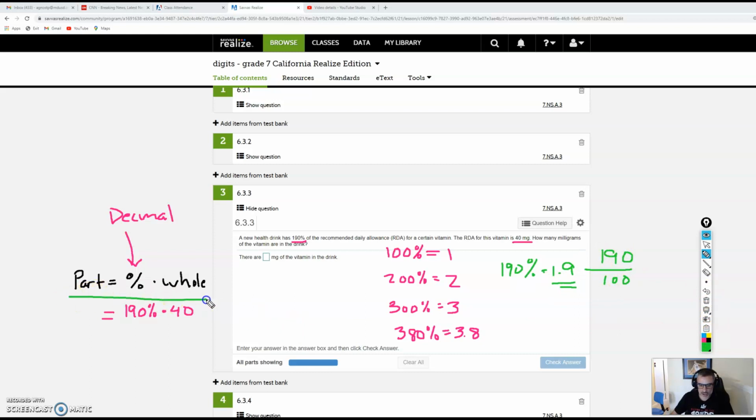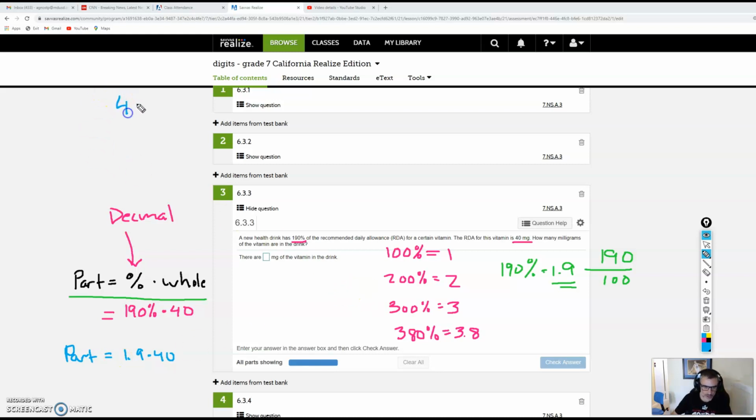All right, so let's take our equation here. Let's plug in everything we know. We know that the percent is going to be as decimal 1.9. We know that the whole is 40. So, boy, I'm good at making a mess. The part is equal to 1.9 times 40. And that will tell us how many milligrams of this vitamin are in this drink.